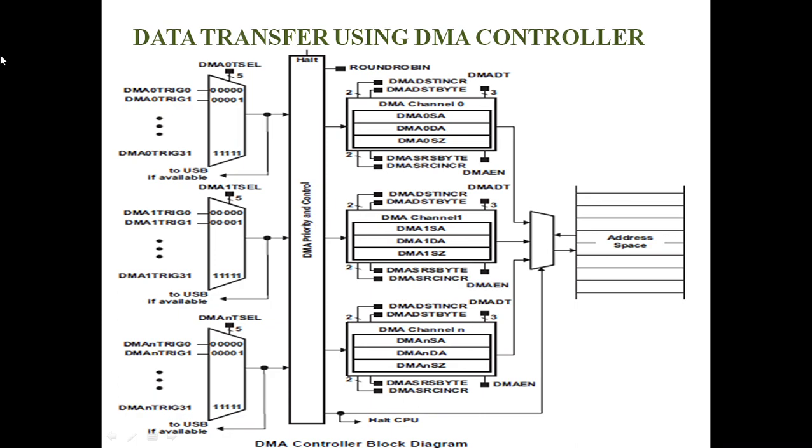Direct Memory Access, DMA, means the data will be transmitted from on-chip memory to external memory devices directly without central processing unit involvement. So we are not using the CPU, so we can save the CPU power consumption automatically. We can save the overall power consumption as the main agenda of the DMA.